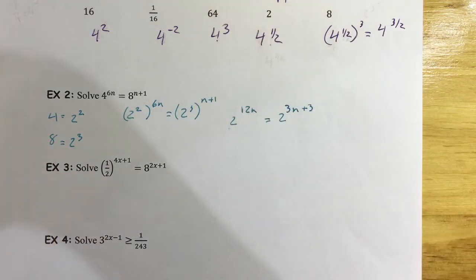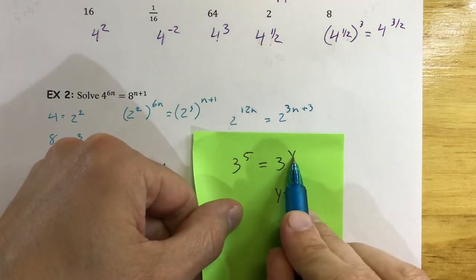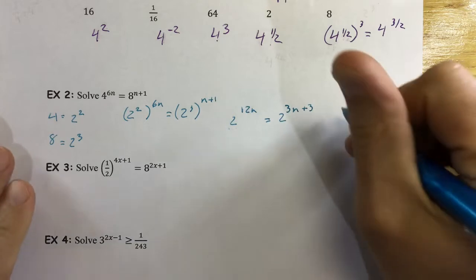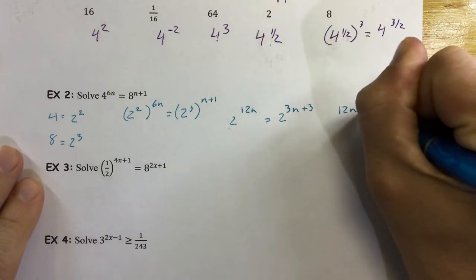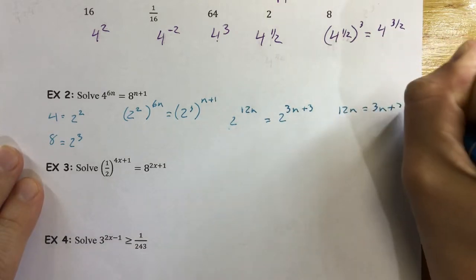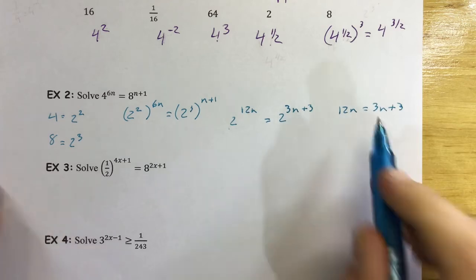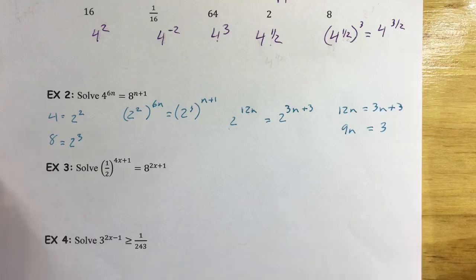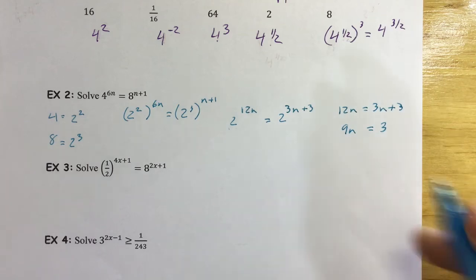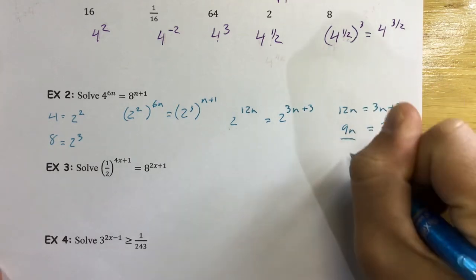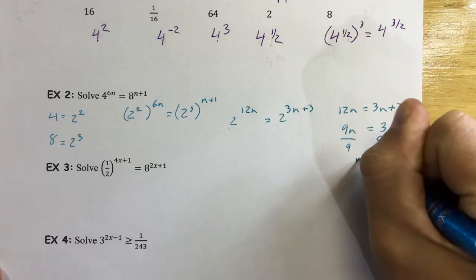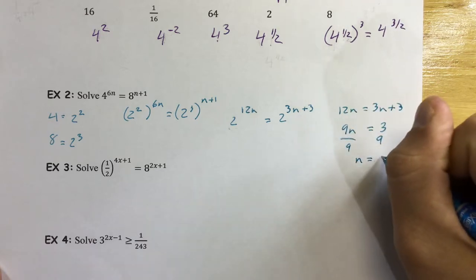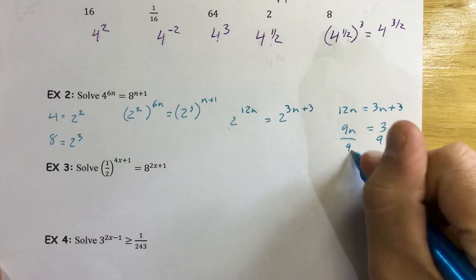At that point, because you have the common bases, you can just set the exponents equal to each other. So our problem becomes this. You have 12n is equal to 3n plus 3. We'll subtract 3n from both sides, and you get 9n is equal to 3. You then divide by 9, and that's going to give you n equal to 1/3.